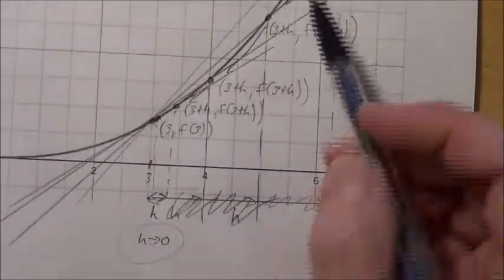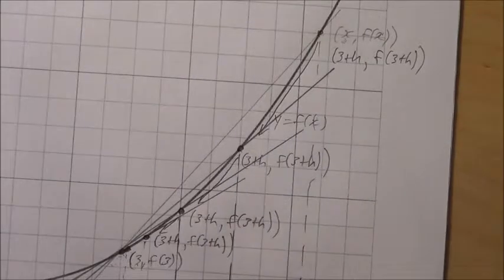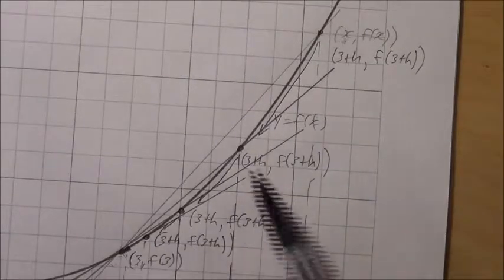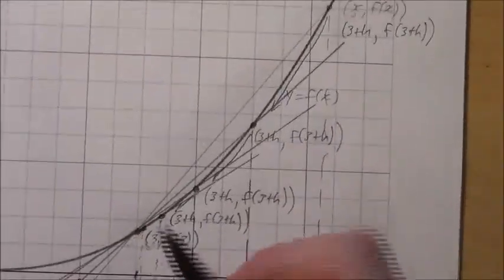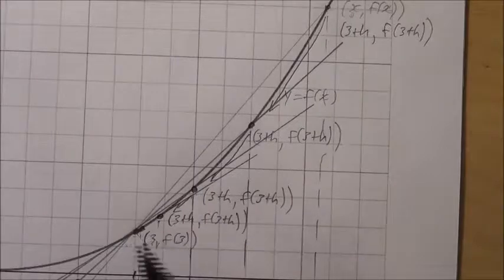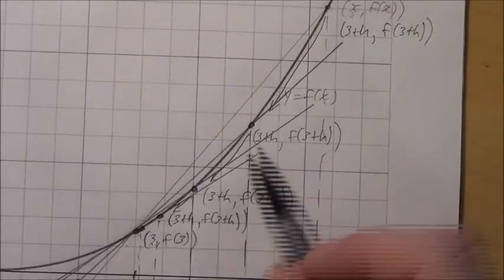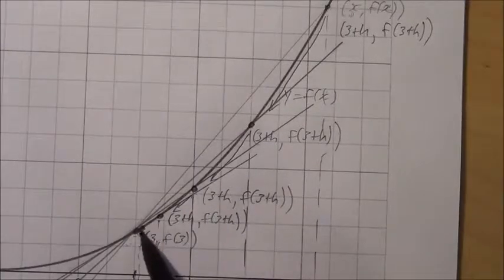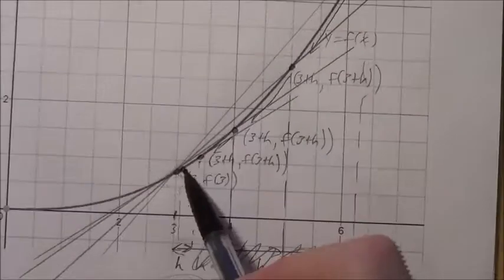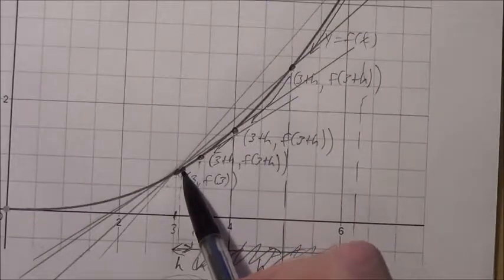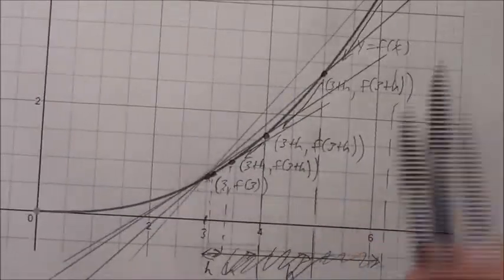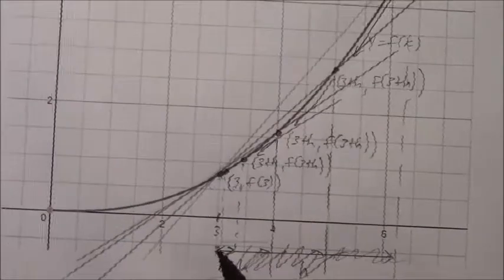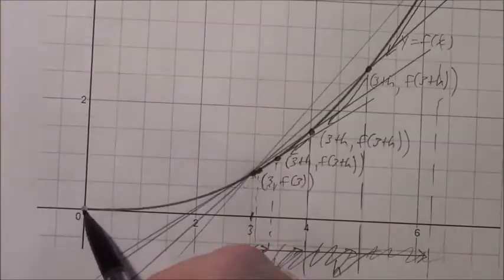As we find the gradient of these different secant lines, we'll start to see that the gradient of each of those secant lines will become very, very close to the actual gradient of the tangent line at the point of tangency, which is 3, f of 3. Now we can do the same thing from the other side, and we start from over here.